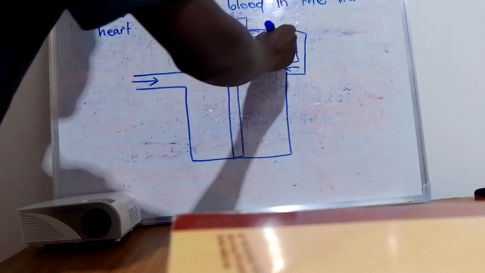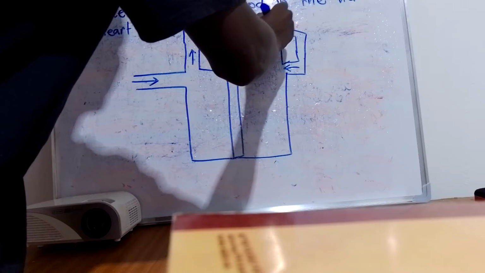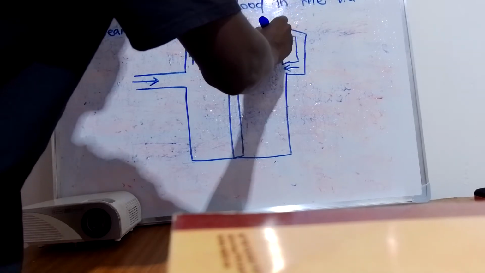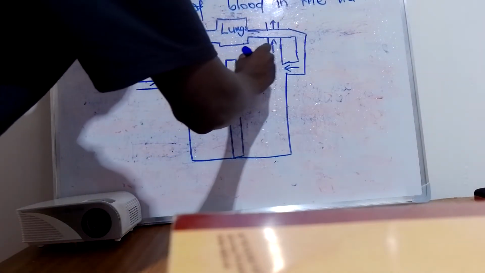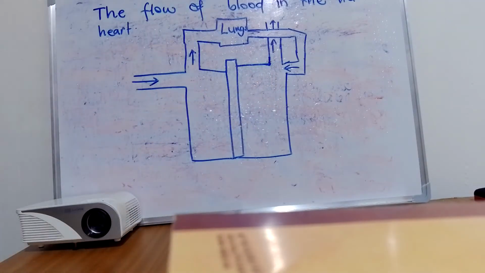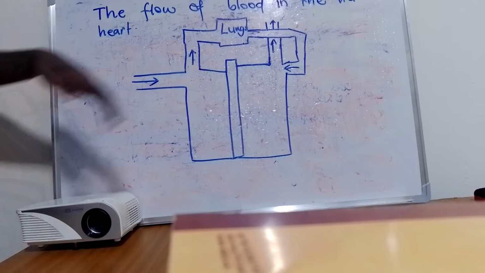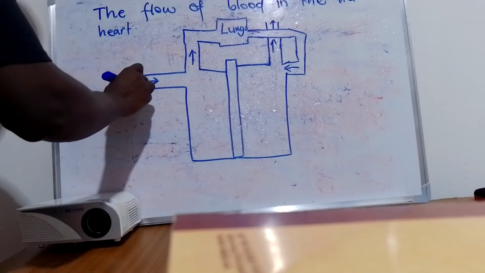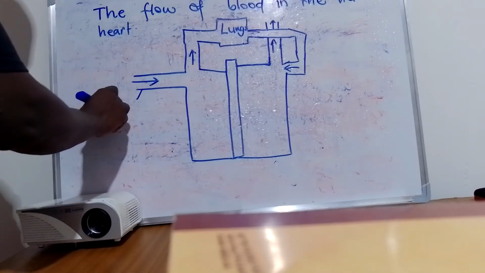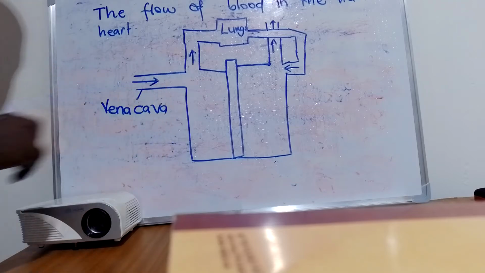Let me do like this. After it has come back into the heart, it then goes away into other body parts. Simple illustration of the human heart. This blood that enters the heart from all other body organs except lungs enters through what we call vena cava.